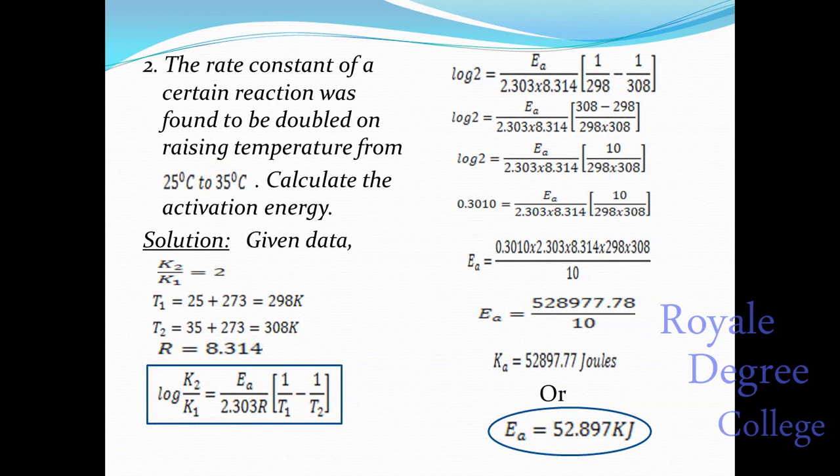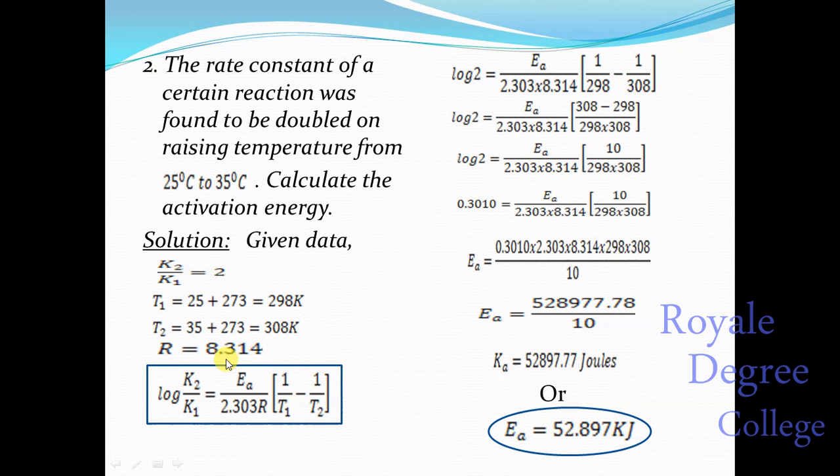Next problem we'll see: the rate constant of a certain reaction was found to be doubled on raising the temperature from 25 degrees centigrade to 35 degrees centigrade. Calculate the activation energy. Here it is asking to calculate what? Activation energy. Given data is K2 by K1 equal to 2. T1 temperature is 25 degrees centigrade. We are adding 273 to convert it into Kelvin, so we are getting 298 Kelvin. Like that the same for the other temperature T2, 35 degrees centigrade, converted to Kelvin by adding 273, and we get 308 Kelvin.